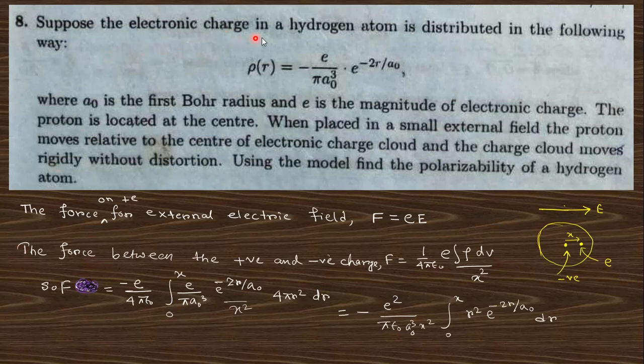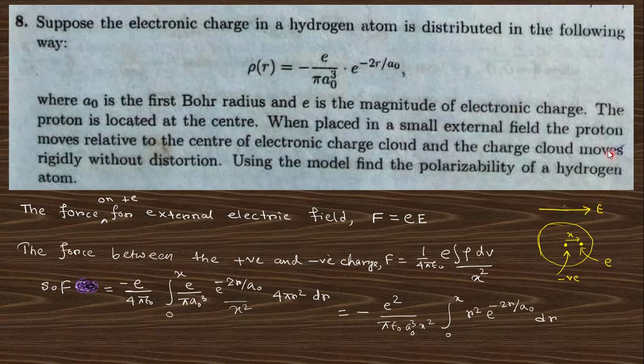Suppose the electric charge in a hydrogen atom is distributed following this volume charge density within the atom, where A0 is the first Bohr radius and e is the magnitude of the electric charge. The proton is located at the center.